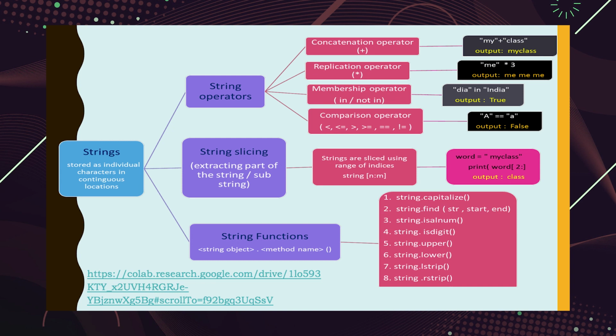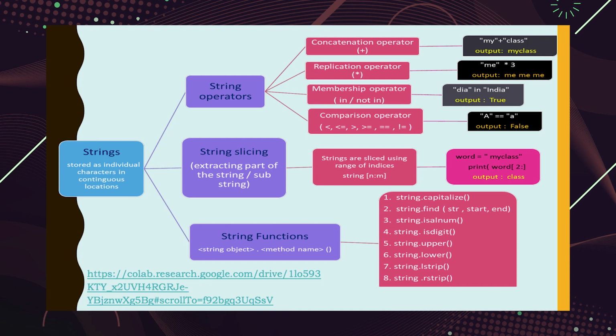Another operator is the replication operator, which is denoted by the symbol asterisk. As the name tells, it is used to replicate or duplicate the string a given number of times. As we see in the example, the me string replicates 3 times. Next is the membership operator, which is used to check whether the given substring is a part of a string or not. As we see in the example, the substring Diya in the string India returns true as the string Diya is present in it.